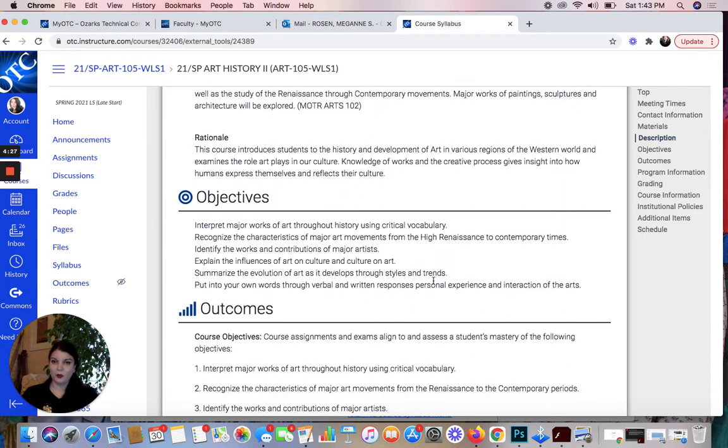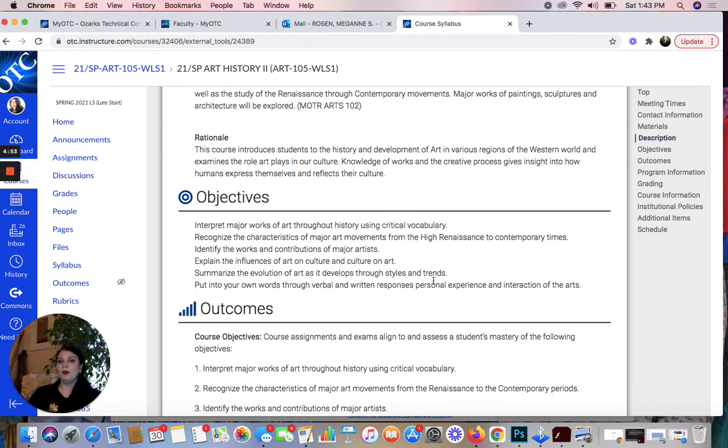We want to be able to interpret major works of art. We want to use critical vocabulary. We want to know about what the art is made of and the historical context it was made in. We want to be able to identify different major art movements and know what their characteristics are. We want to be able to identify some of the major artworks themselves and the people who make them, some of the major artists.